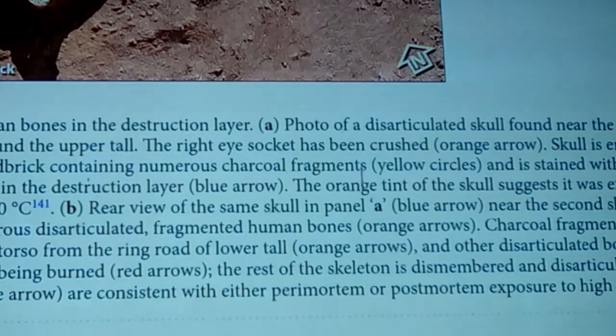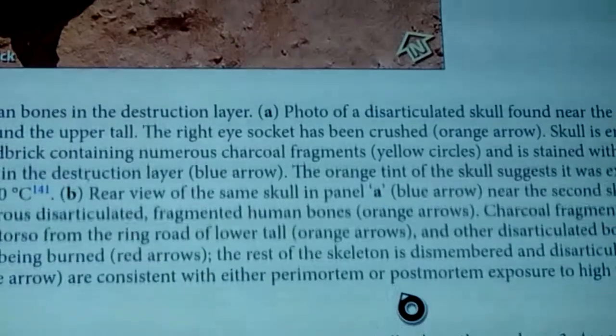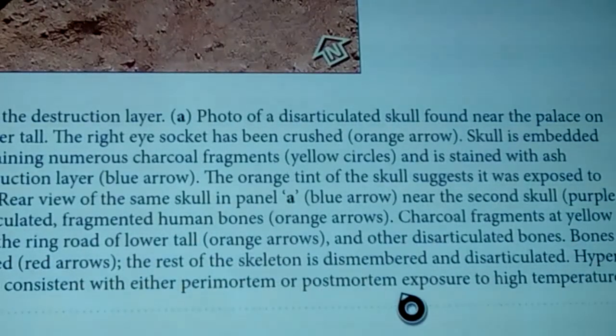The orange tint of the skull suggests it was exposed to temperatures over 200 degrees. Second skull, purple, numerous disarticulated fragmentary human bones, orange arrows, charcoal fragments, yellow circles. Lower torso from the ring road of lower tall orange arrows and other disarticulated bones show evidence of being burned. Red arrows, and the rest of the skeleton is dismembered and disarticulated. Hyperflexed toes, the purple arrow, are consistent with either post-mortem or pre-mortem exposure to high temperatures, where involuntarily your toes would actually curl under.